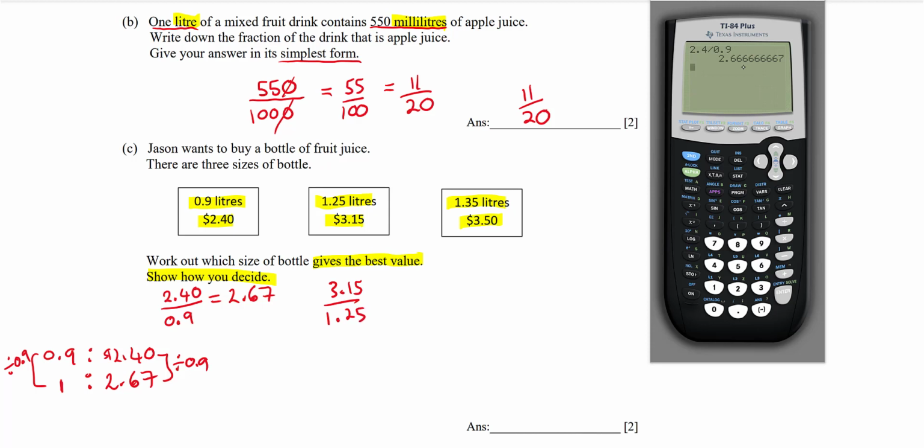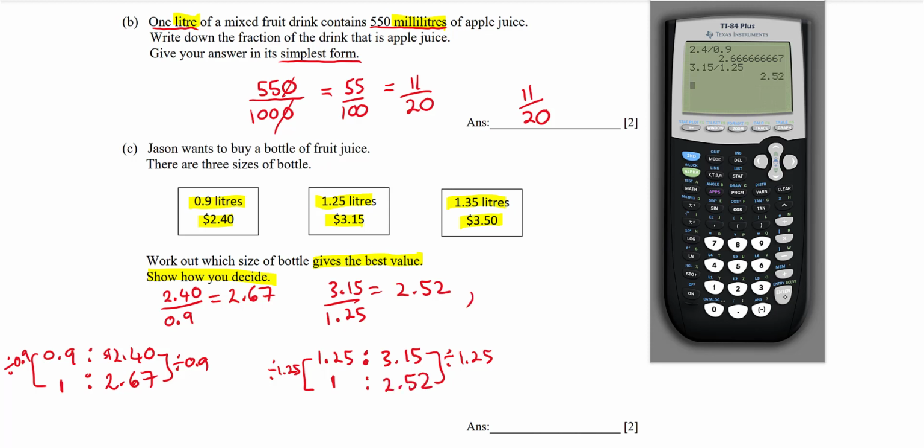The next one, I have $3.15 divided by 1.25. So we have 3.15 divided by 1.25, and that's equal to $2.52. So again, if you want to think about it as a ratio, now I've got 1.25 litres to $3.15, and then we just divide by 1.25 to get to 1, and we just need to do the same to there. So we divide by 1.25, and we got that answer as $2.52.